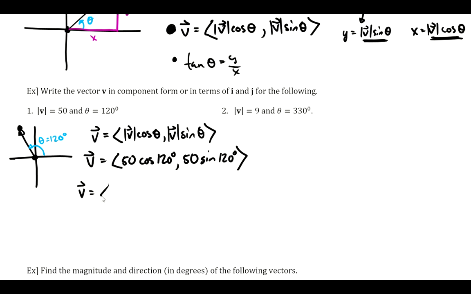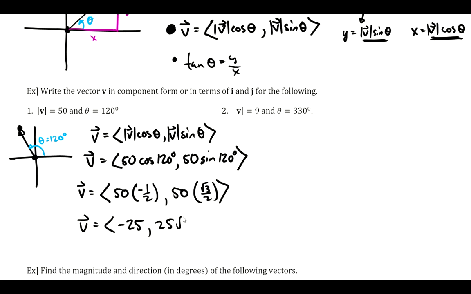Here we can do these without a calculator. We would have 50 times cosine of 120, which is negative 1/2, comma, 50 times sine of 120, which is positive radical 3 over 2. Then we'll simplify it. 50 and 2 divide, negative still in front, so negative 25, comma, 50 and 2 divide, 25 radical 3.